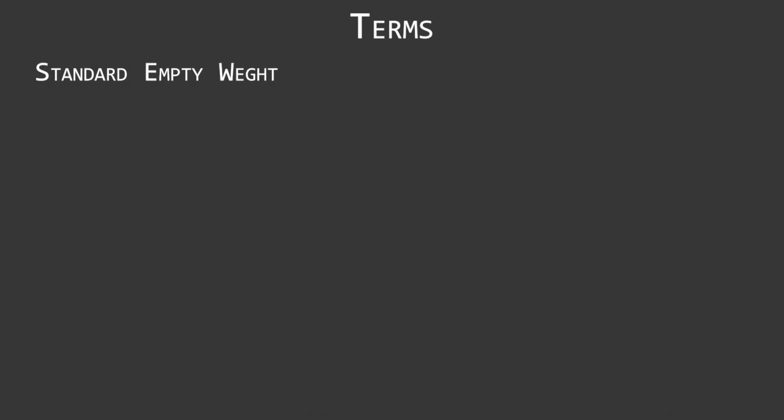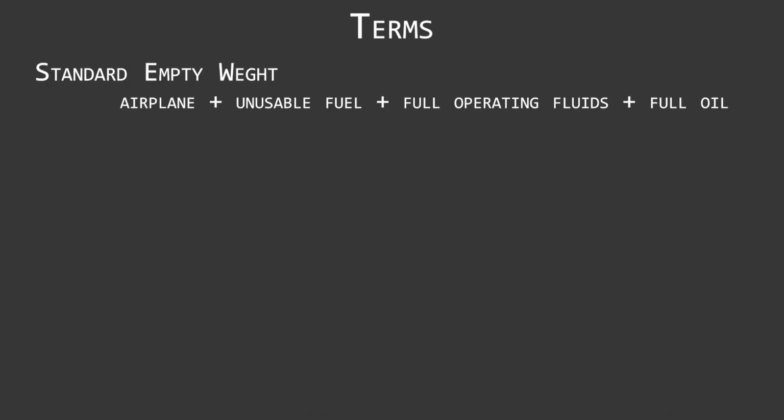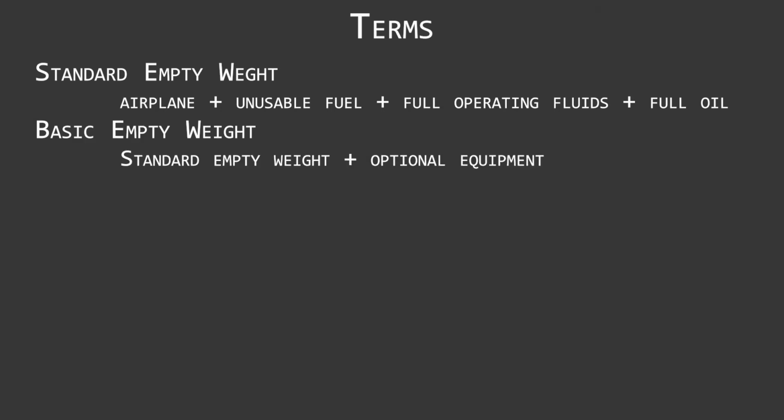Standard empty weight is the airframe, the engines, and all operating equipment that's fixed in the airplane, and it also includes hydraulic fluid, unusable fluid, and full oil. So that's a standard empty weight. Basic empty weight is the standard empty weight, and that includes all the optional and special equipment that's installed. And when you're doing the weight and balance, you're using the basic empty weight.